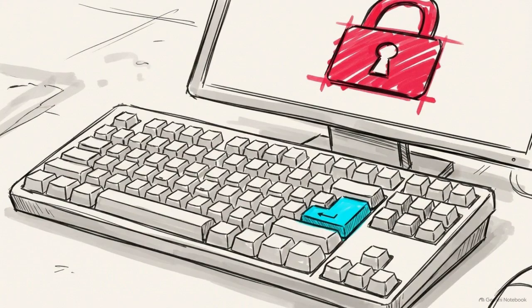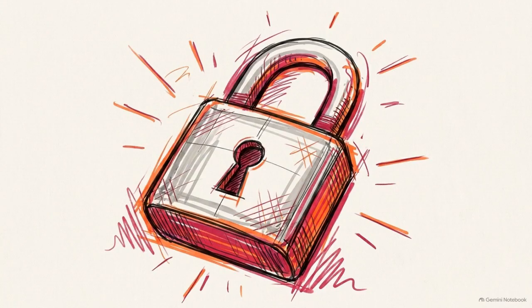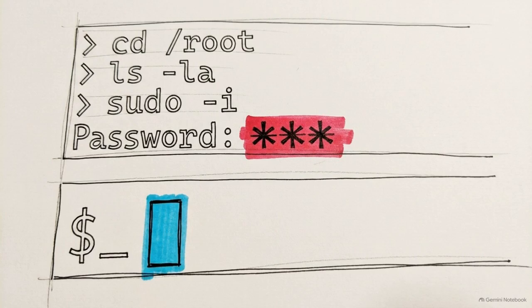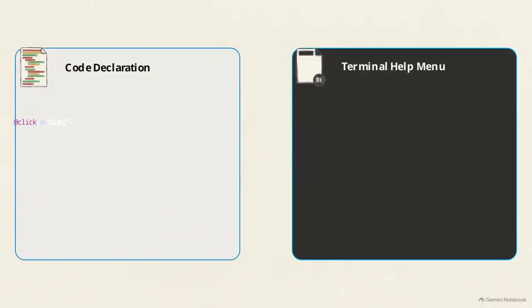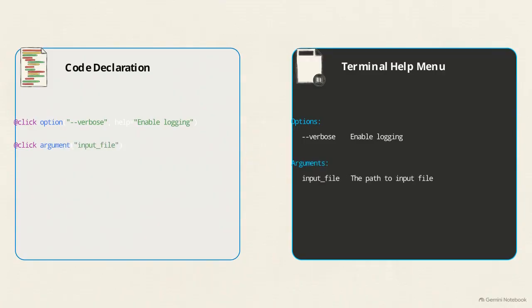Handling sensitive data, like passwords or API keys, presents a different operational challenge. By setting prompt equals true, you can instruct Click to request the information at runtime. This keeps sensitive strings out of the terminal's command history, as they are typed directly into the active session instead of passed as visible arguments. Click also uses this declarative metadata to generate a comprehensive help menu automatically. Because the interface is defined by the code itself, the documentation stays in sync with the execution logic, providing a consistent experience for the user.